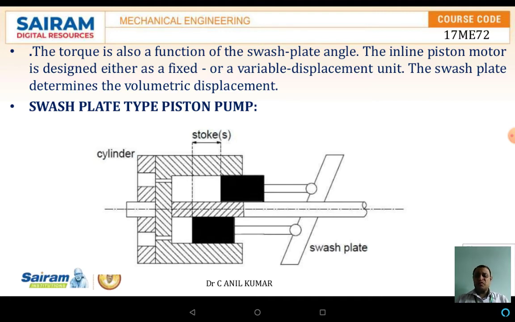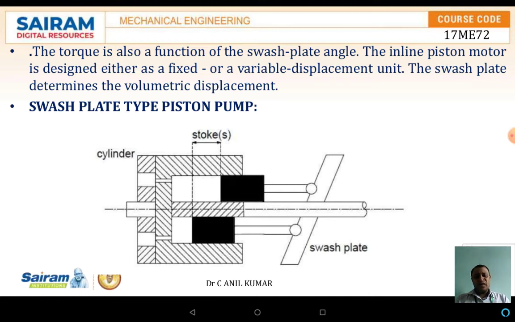The schematic diagram shows the swash plate type piston pump. See, the swash plate type piston pump consists of the cylinder. The cylinder consists of the reciprocating piston. The reciprocating piston is connected to the swash plate through the rod.